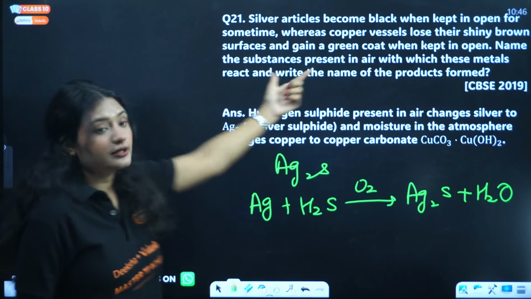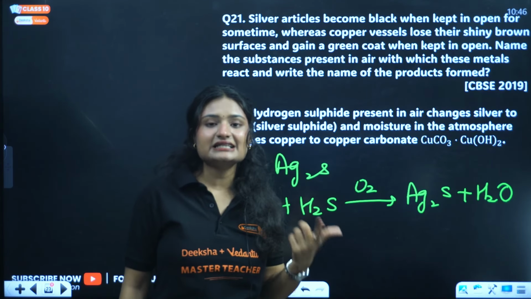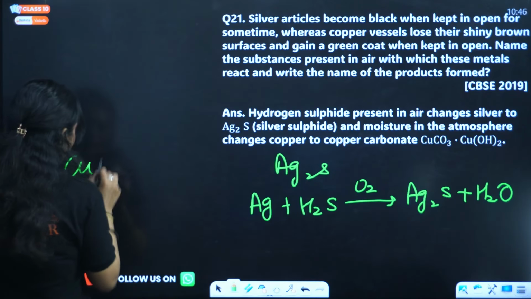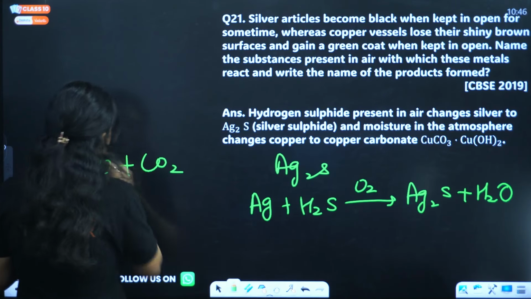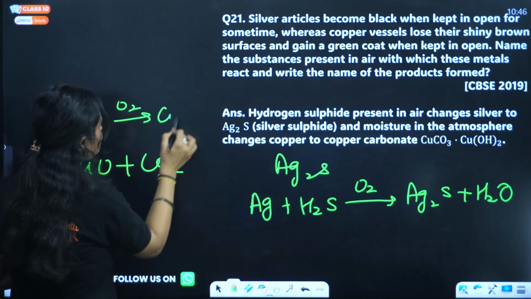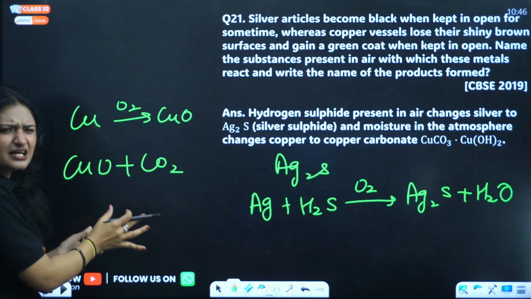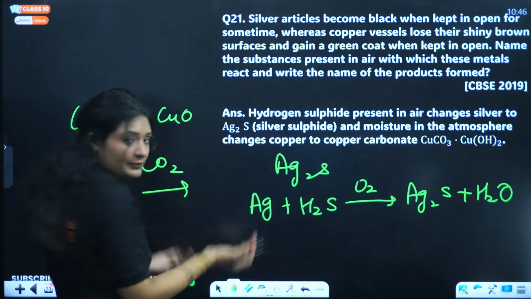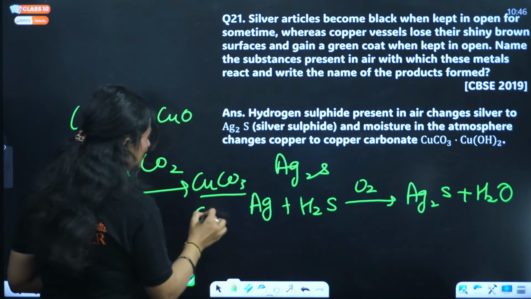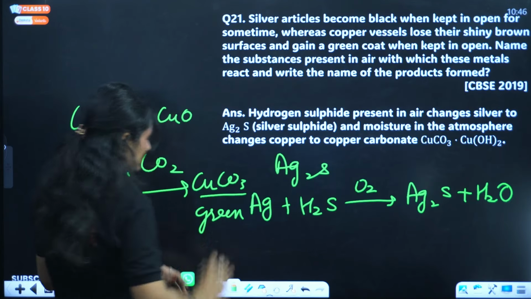And why do copper vessels also turn green? That is because of their reaction with carbon dioxide. When copper is lying around, it reacts with oxygen and forms copper oxide. And when copper oxide combines with carbon dioxide, which we have in the atmosphere, we get copper carbonate. And this is green in color.